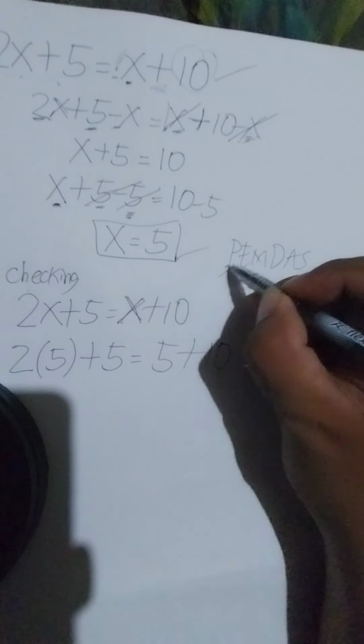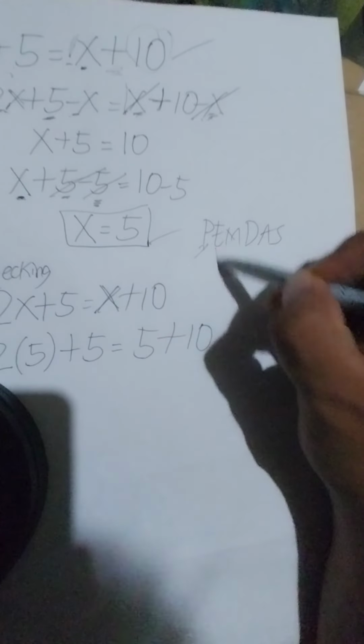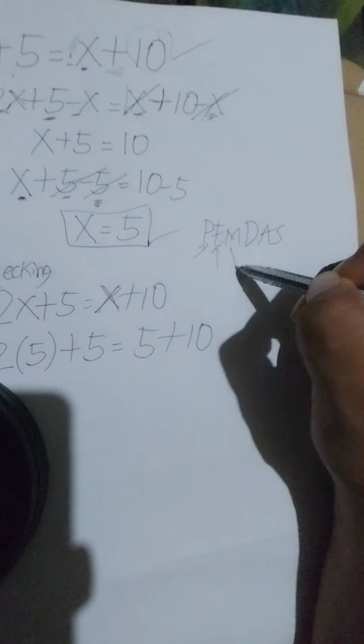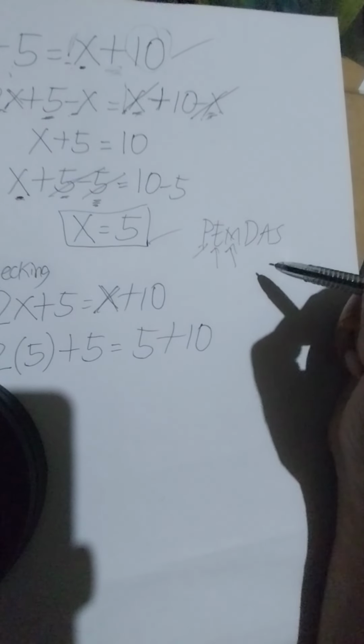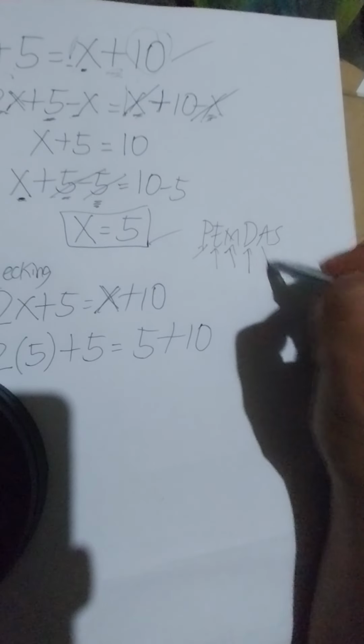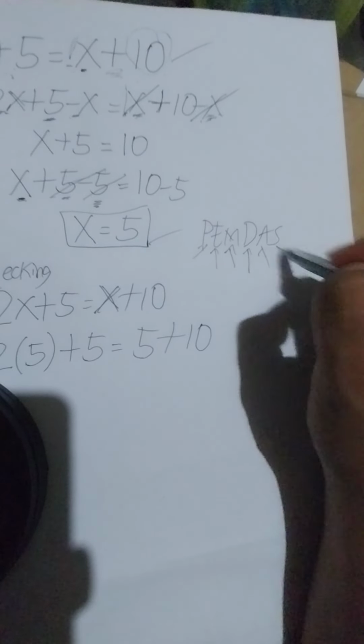PEMDAS. P stands for parenthesis. Okay. E stands for exponent. Kung meron tayong exponent, yun ang unahin natin. Tapos, M stands for multiplication. D stands for division. A, addition. And last will be subtraction.